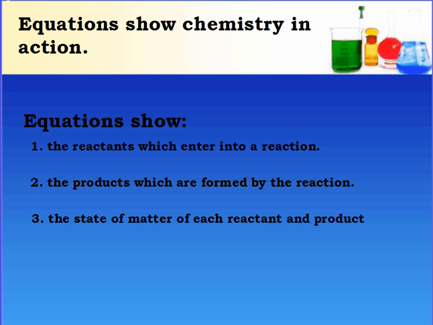Equations show chemistry in action. Equations show us exactly what is taking place. The first thing that we see are the reactants which enter into the reaction, the products which are formed by the reaction, and the state of matter of each reactant and product.